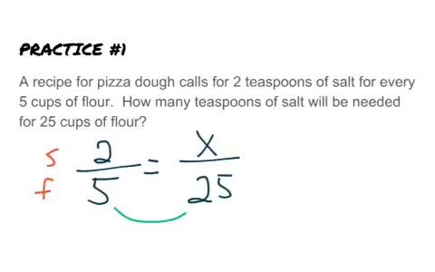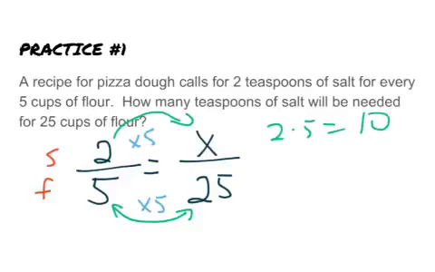You see here, between 5 and 25, there's a relationship. And what we're doing is we're multiplying 5 times 5 to get 25. So we're going to do the same thing at the top. We're going to multiply 2 times 5 for this relationship here to figure out x. And then 2 times 5 equals 10. So we understand this one, that x equals 10. So we need 10 teaspoons of salt.